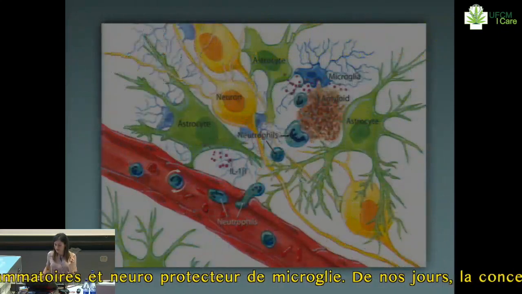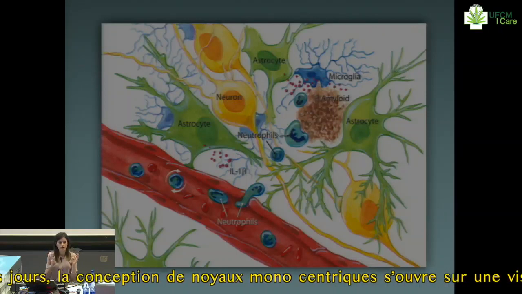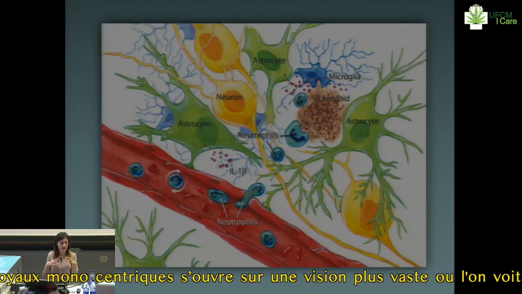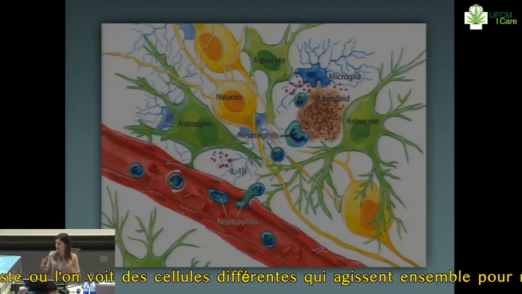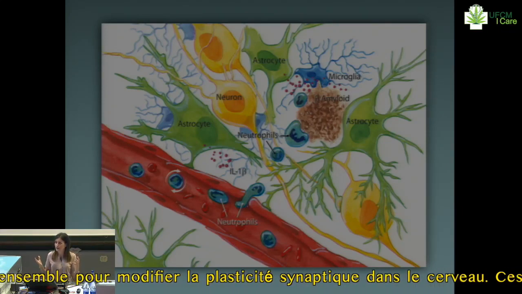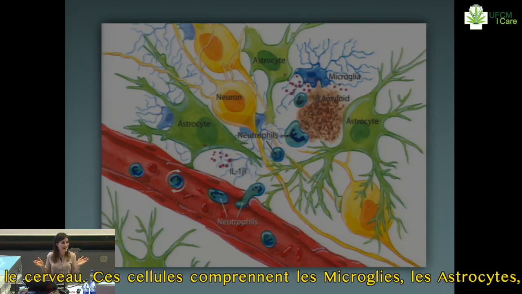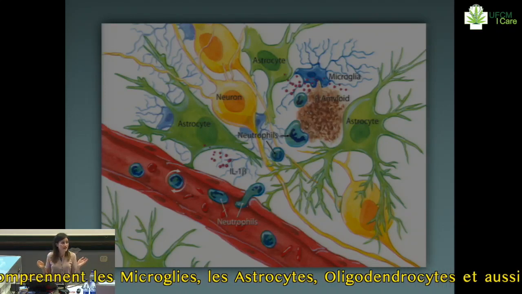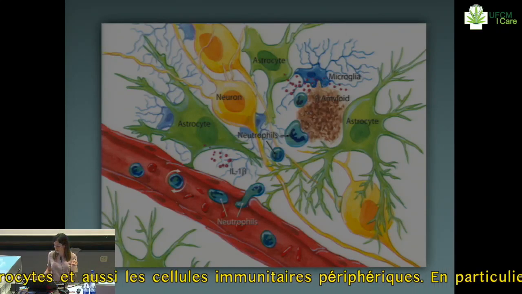So nowadays the monocentric neuronal view has shifted toward a larger view that includes an orchestra of different cells playing together to modulate synaptic plasticity in the brain, and these cells include microglia, astrocytes, oligodendrocytes, and also peripheral immune cells.